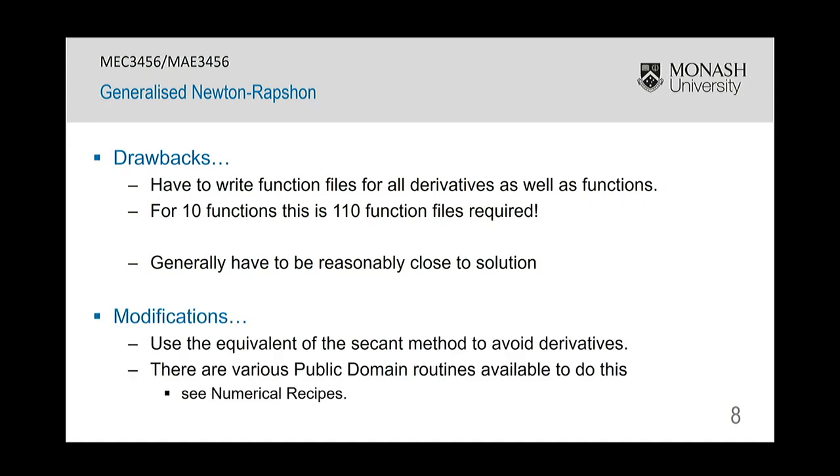So modifications to the method, well, clearly using Newton-Raphson is problematic. We could use the equivalent of the secant method. So that way we don't need to worry about the derivative functions, we can just calculate these things numerically. There are also a number of public domain routines that are available to do this, and you can have a look at Numerical Recipes. We're not going to focus on this in this unit, but it is something that you might need to use in the computer labs.